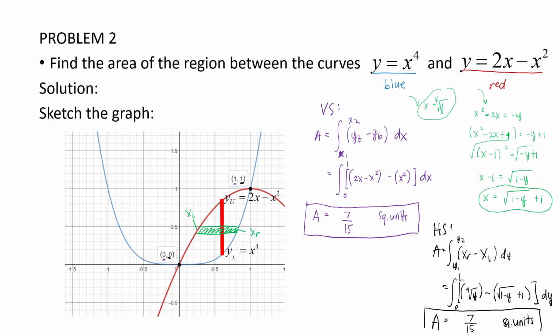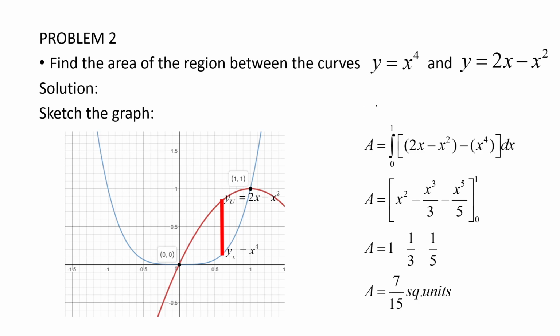Of course, since we're running out of time, it's already 10:12. So this one is the answer or the solution. This one is using the vertical strip, but it doesn't have a solution for the horizontal strip. So I just showed you what it would look like if we use the horizontal strip.